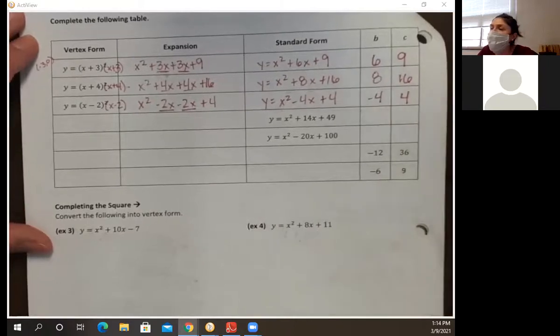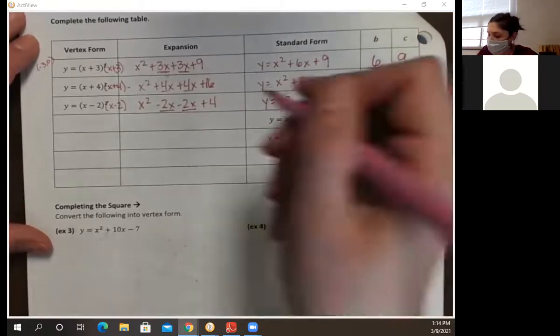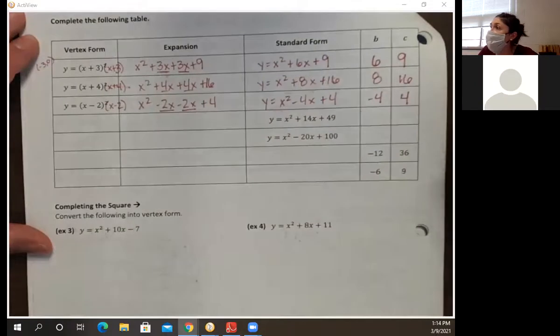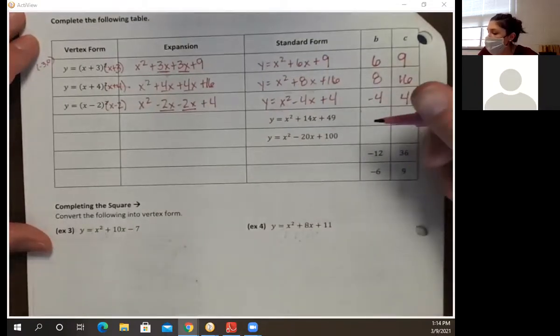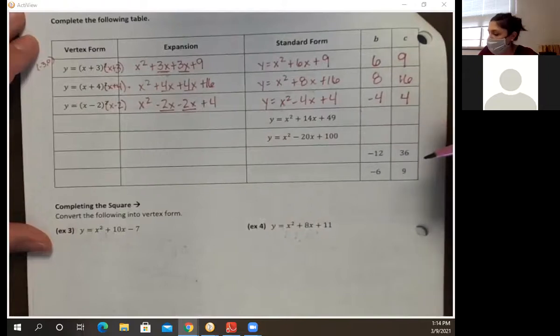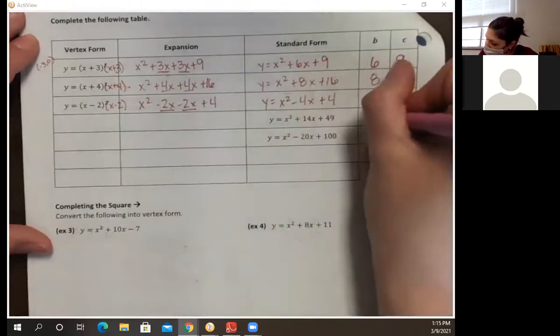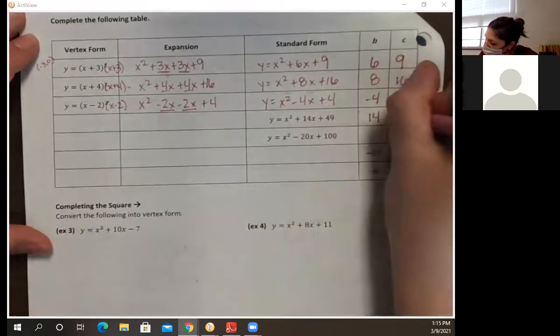Now let's take a look at how we go the other way. So we can get from vertex form to standard form by distributing and combining like terms. We want to now go from standard form to vertex form. My b here is 14. My c value is 49.